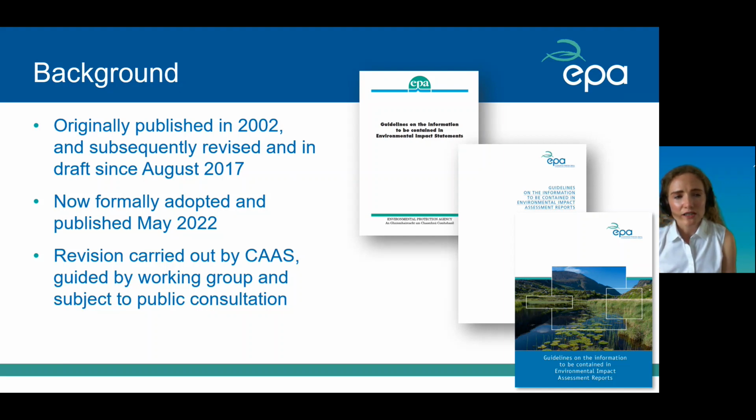So the guidelines, to give some background to them, were originally published in 2002, which is the first image you'll see at the top of the screen. The guidelines on the information to be contained in environmental impact statements at the time were subsequently revised and in draft since August of 2017, which is the middle cover page, and now the guidelines have been formally adopted and published, replacing all previous versions and taking into account the transposition of the amending EIA directive, as well as lessons learned and experience gained through EU and Irish case law.